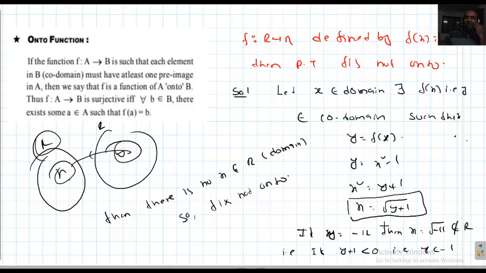Complete. What did I prove here? For every y there should be an x. No. For every y there is no x. For any value y less than minus 1, for such y's there is no x. Okay.